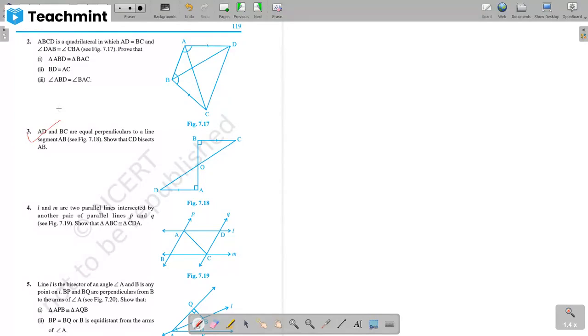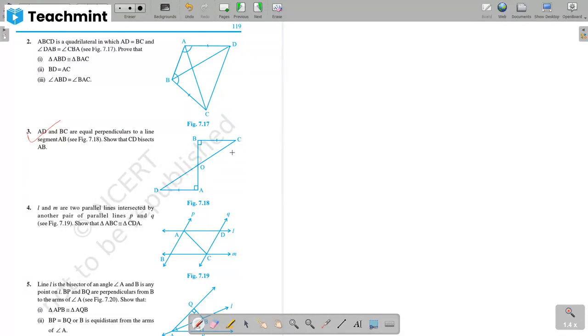I had said that you should try to solve this, but we will discuss it. In this question, AD and BC are equal perpendiculars to a line segment AB. AD and BC are equal as well as perpendicular to line segment AB. Show that CD bisects AB. We have to prove that CD bisects AB.